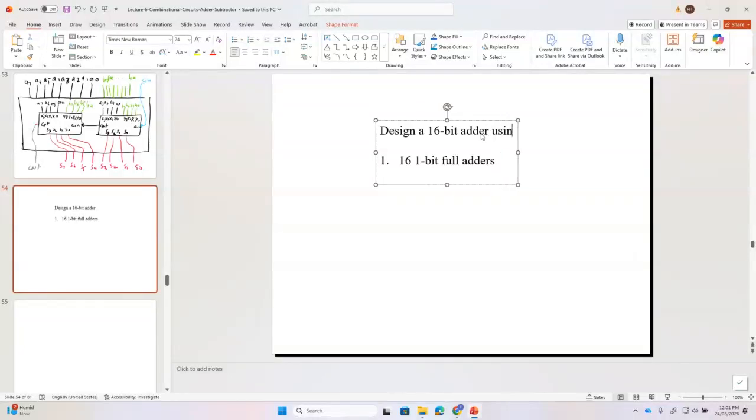I'm not finished. It can be designed using what? 8 2-bit adders? No, not full adders. Please remember, a full adder is only a 1-bit adder. It can also be designed using how many bit adders? 4-bit adders. And it can also be designed using 2 8-bit adders.